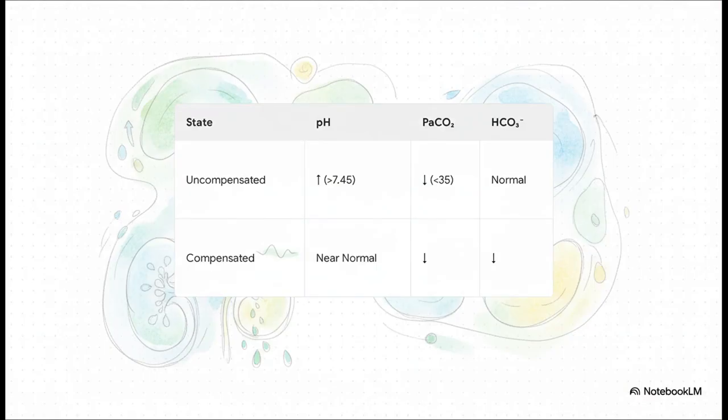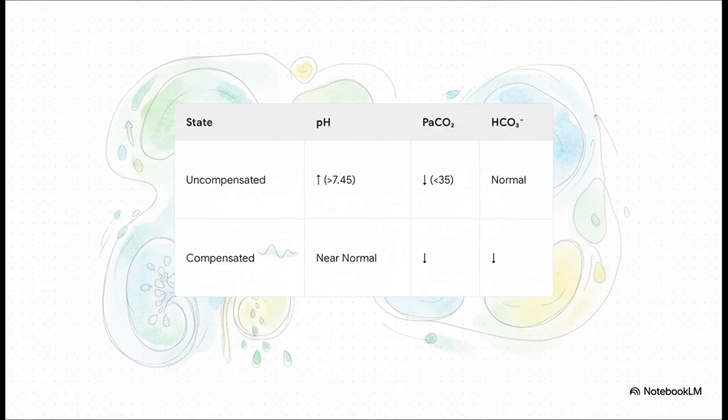When you look at an ABG report, the numbers are telling you a story. In the early stage, what we call uncompensated, you're going to see a high pH and a low PaCO₂, but the bicarb will still be totally normal. This tells you the problem just started and the kidneys haven't had time to react yet.